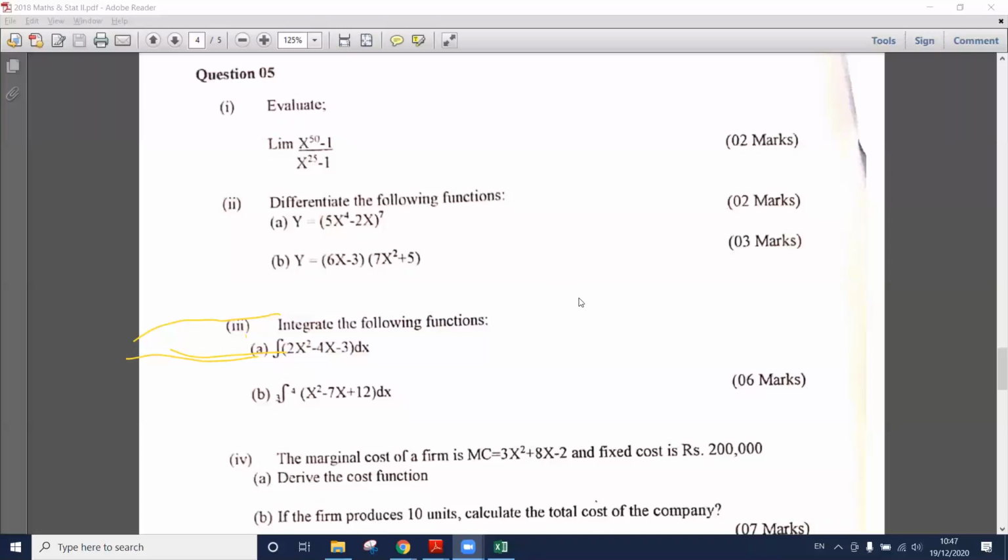Right, question number 5, part 1, from limits. We need to evaluate the given formula. But here, the limiting value is not given, right? It should be x. When x is approaching 1, we need to find the limiting value of this formula.